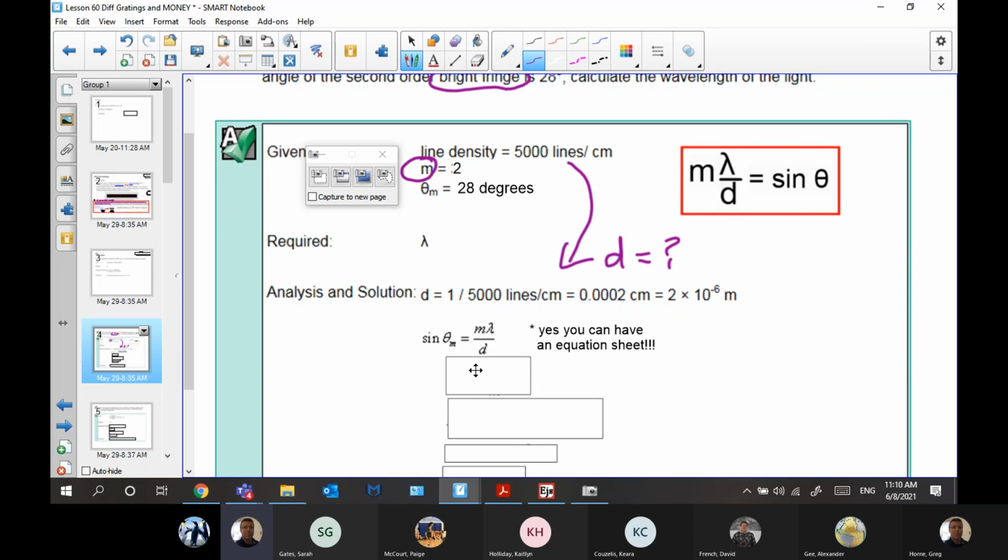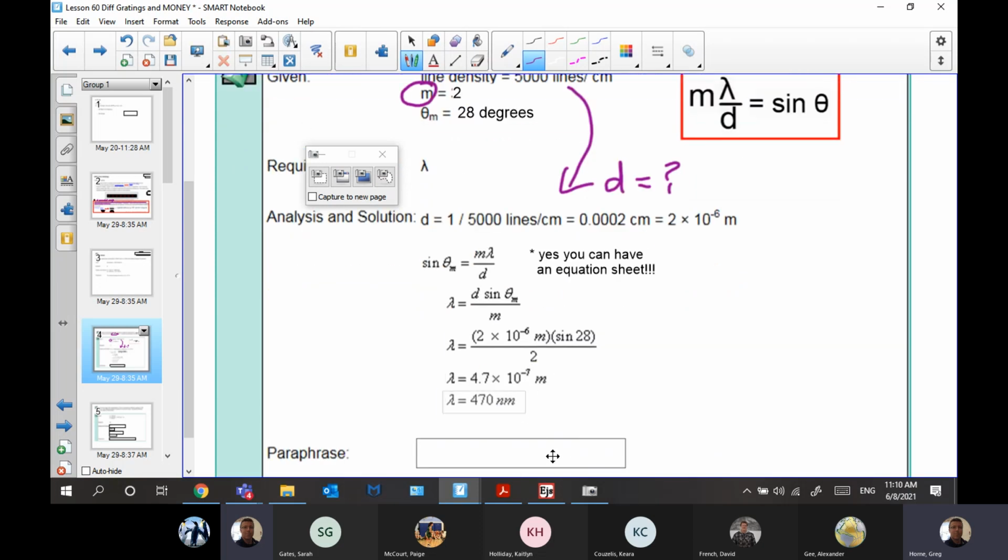sheet. Plug numbers in and solve, or they're going to solve for wavelengths first. Of course, they're going to multiply D on both sides and divide both sides by M. They get this. And then they plug their numbers in and calculate the wavelength.